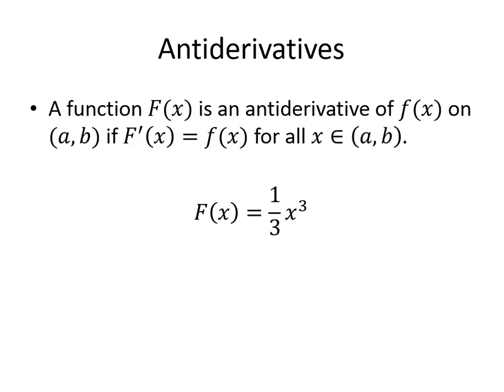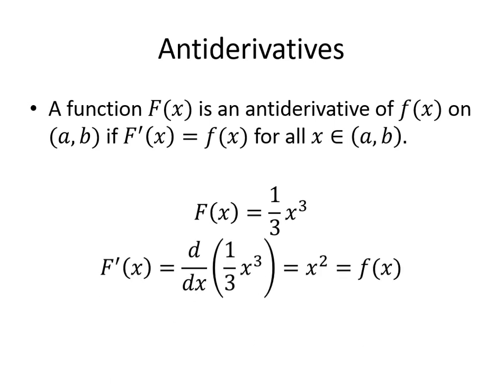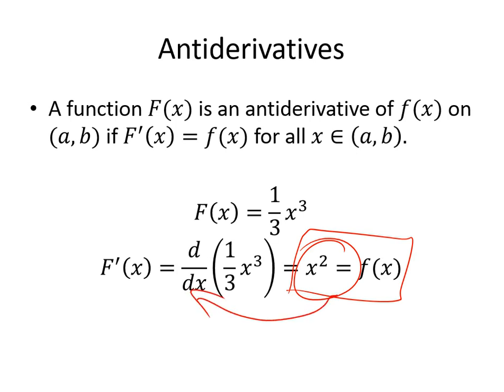So if we have a function, let's say capital F of x is the antiderivative of f of x on a to b if the derivative of capital F of x is f of x. Basically, if capital F of x is 1/3 x cubed, and we take the derivative of that, that is your f of x, or your normal function. We're going to take this function, say here's our original, and go backwards. So we're going to swim upriver instead of downriver.